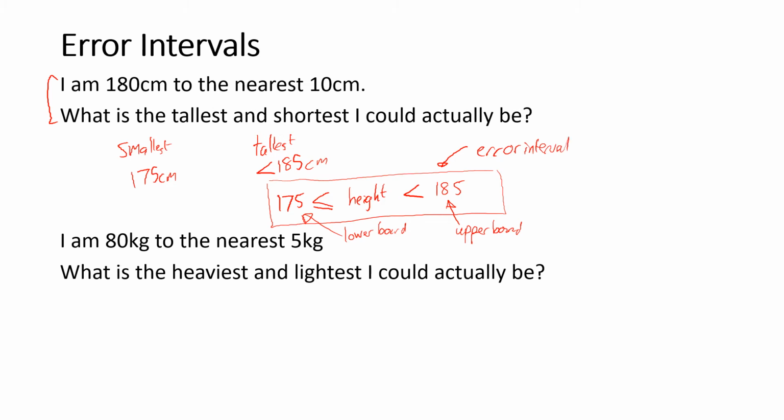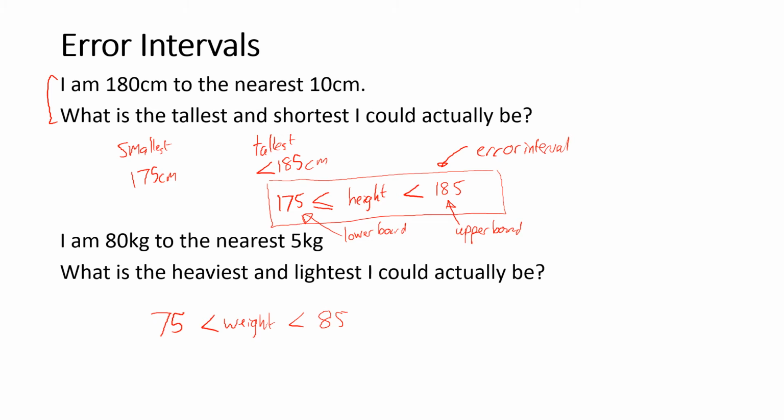So we can try and do the same thing with the next question. 80 kilograms to the nearest 5 kilograms. It's the heaviest and lightest you could actually be. Now a mistake here would be to say something like 75 and 85, because you've got the number 5 in your head. But if you think about what they would round to, 75 to the nearest 5 would go to 75.